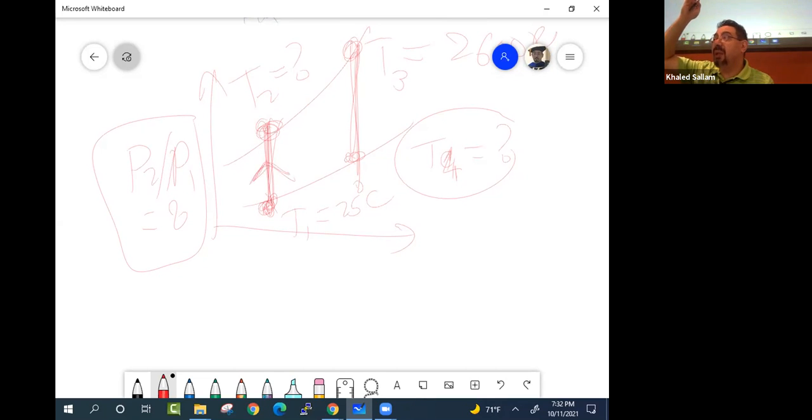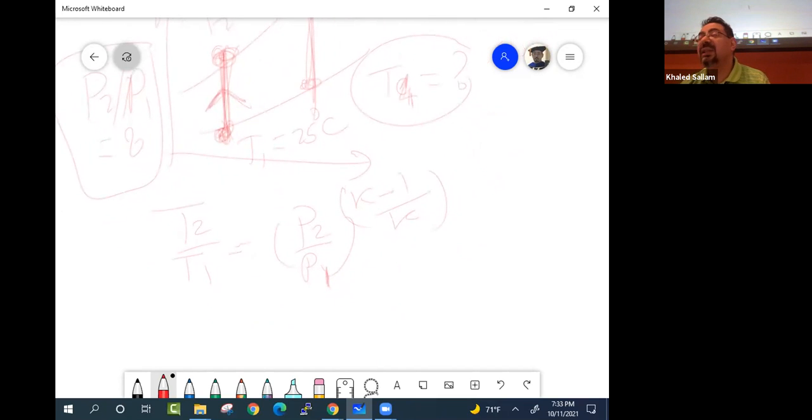If you go up isentropically for an ideal gas, don't use this for steam. For an ideal gas, if you go isentropically, there is a relation between the temperature ratio and the pressure ratio. What is it? T2 over T1 is P2 over P1. Yes, the pressure will increase, the temperature will increase, but how much? Raised to something over K, right? And I personally always get confused. Is it K minus 1 over K or K over K minus 1? What is that K?